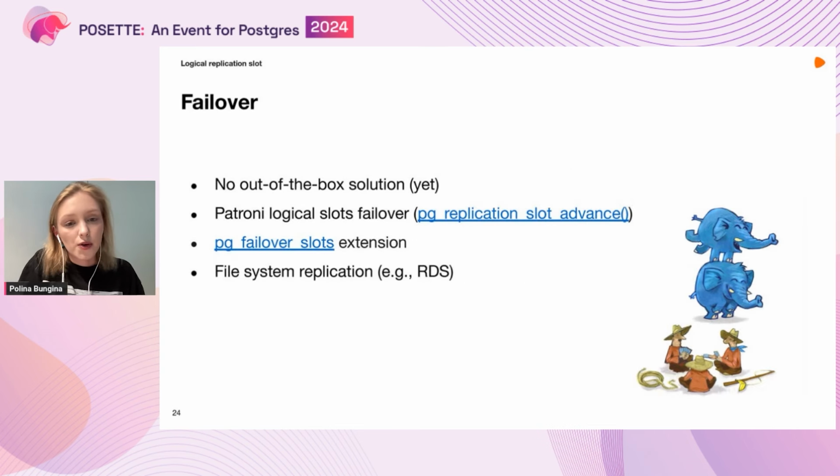And the last thing about slots is failover. Of course, if your database fails over to a new instance, you want to continue the decoding process and not miss any changes. Unfortunately, there is no out-of-the-box solution yet, even though we're expecting it in the closest major release. But for now, there are a couple of solutions. If you are using RDS or any system that uses file system replication, that's not a problem for you. For others, you can use the Patroni logical slot failover mechanism, as I've mentioned, which has its cons because of the function used internally, or the more advanced solution, the pg_failover_slots extension.